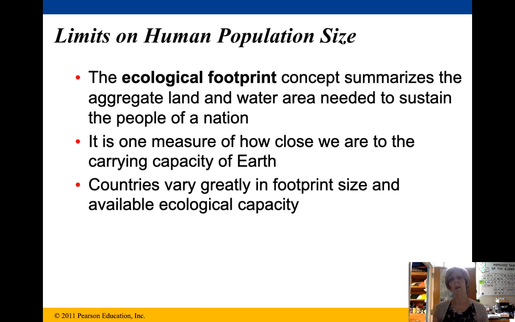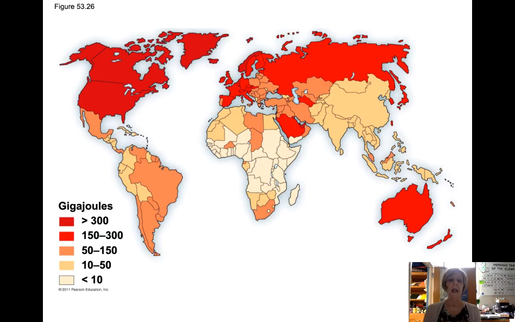So we can talk about our ecological footprint. This is a concept that summarizes the land and water that we need to be able to sustain people. And we can measure the ecological footprint of a person, or we can measure it as far as a country goes. And this is just one of the indexes that you can use to measure a footprint, and this is gigajoules of energy. Okay, so electricity. Think about how much we utilize electricity.